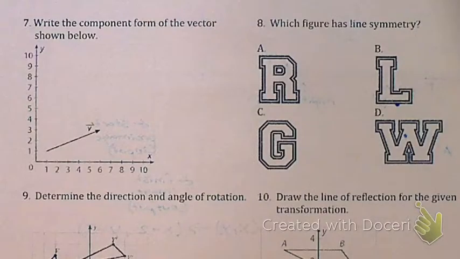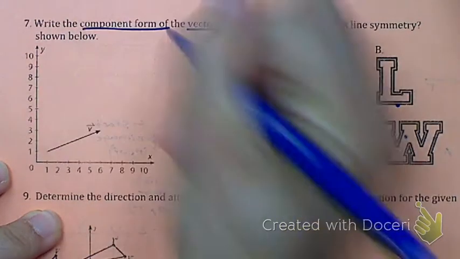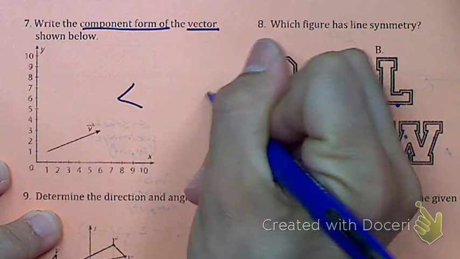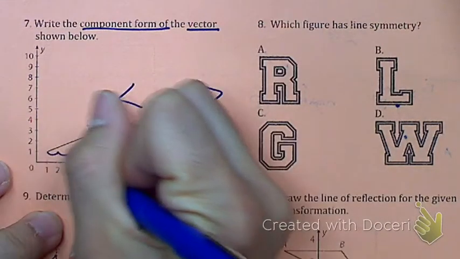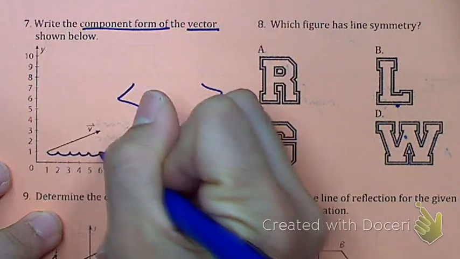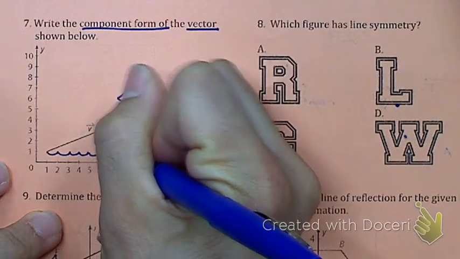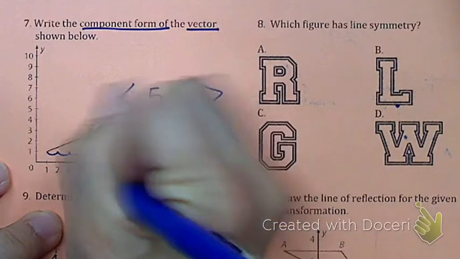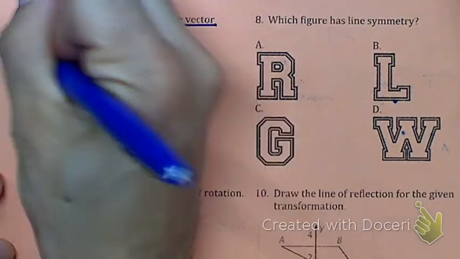Number 7, the vector form. The component form of the vector, it's going to look like this. Your first number is how many you go in the x? 5. Second number is your y. 2. That is your answer. 2 points.